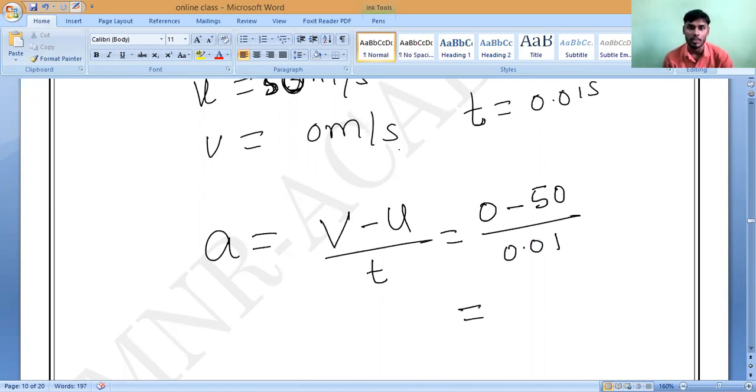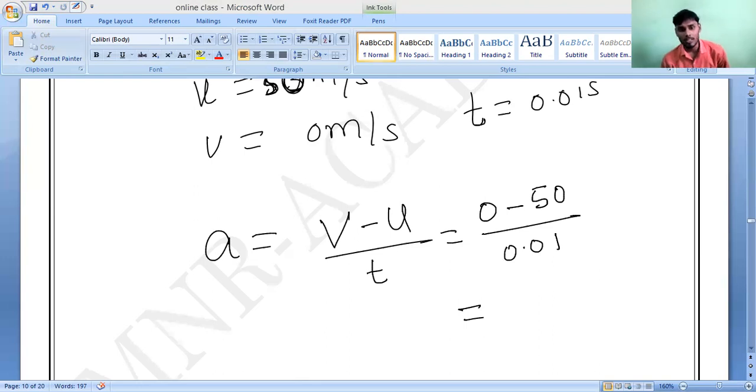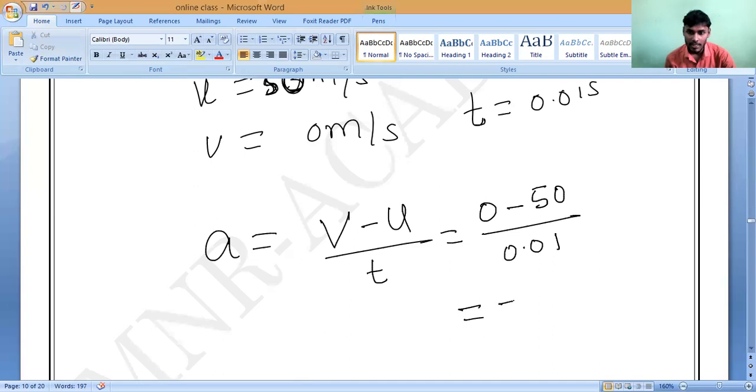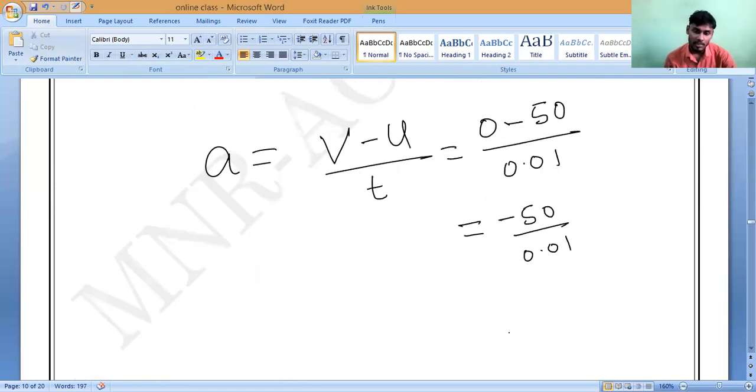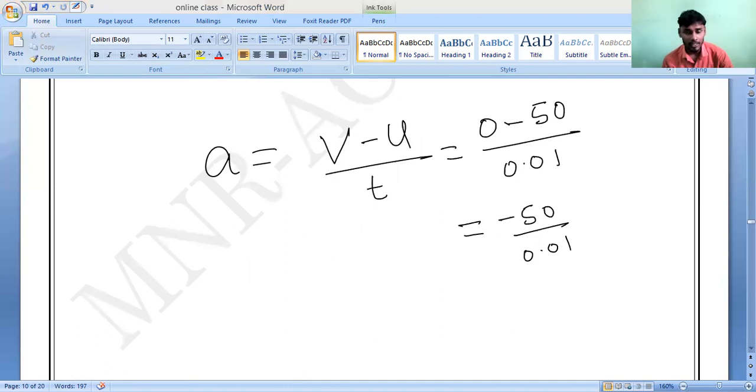Let me see who will say first. Darun, Yelamukil, Samaya, Manya, anybody? Who will say first? Please speak. Which is equal to how much? Minus 50 divided by 0.01. Yes or no? Yes, sir. Next, what?